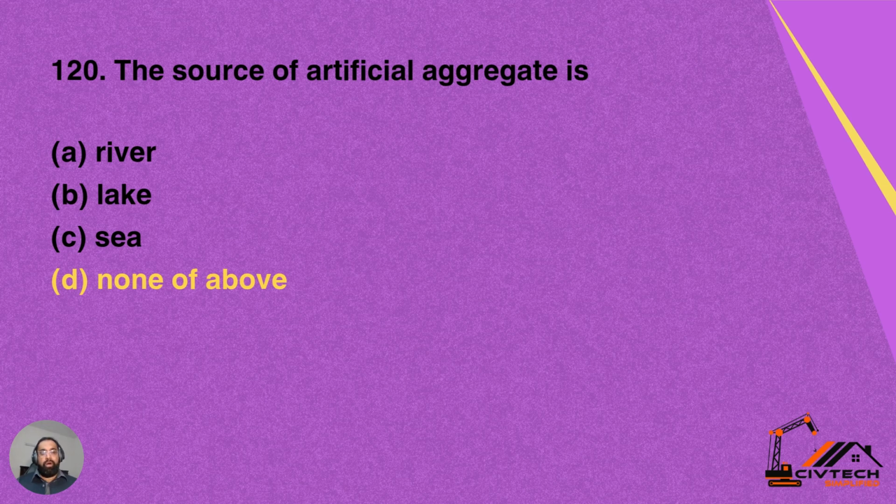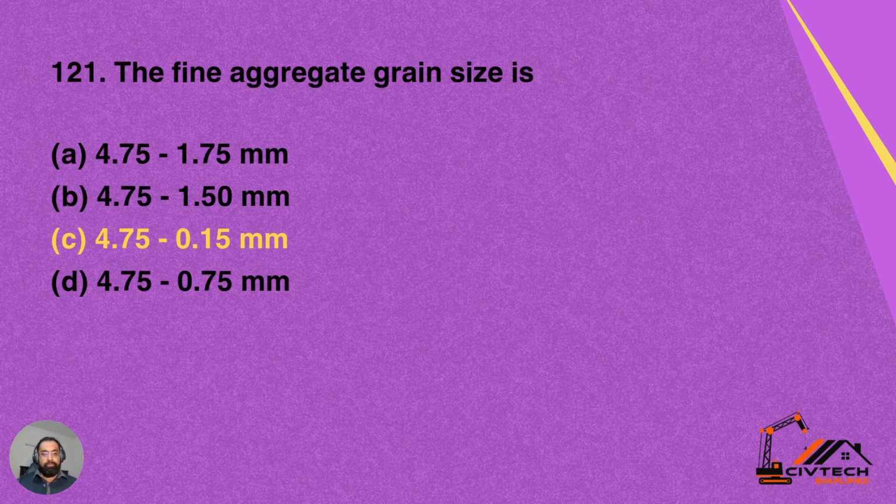Then we have 120. The source of artificial aggregate is. Option A is river. Option B is lake. Option C is sea. None of the above. The source of artificial aggregate is none of the above. Option D is the correct answer.